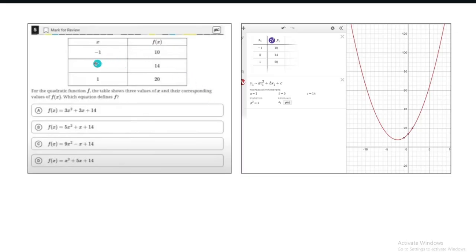Let's see an example like this. He gave us a table: -1, 10, 0, 14, 1, and 20, and a function. For the quadratic function, if the table shows 3 values of x and the corresponding value of y, what is the equation? Of course, these are points that lie on the quadratic equation.